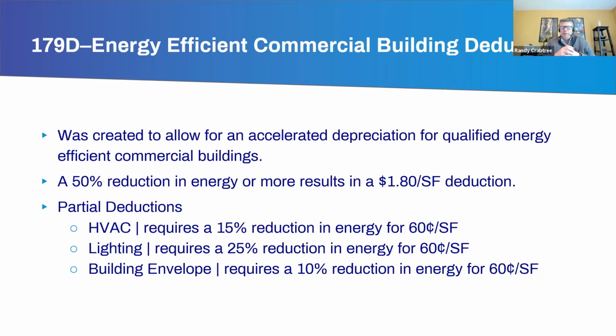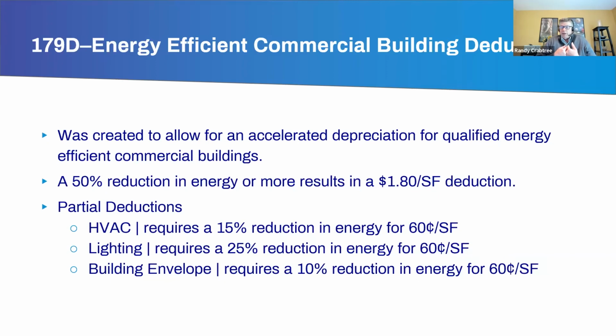It's a computer modeling system we use, and we computer model this building to see if it's more energy efficient than at a point in time in the past, and if so, we can get up to $1.80 a square foot deduction. That's what this is. Now, the building owner accelerates that depreciation.